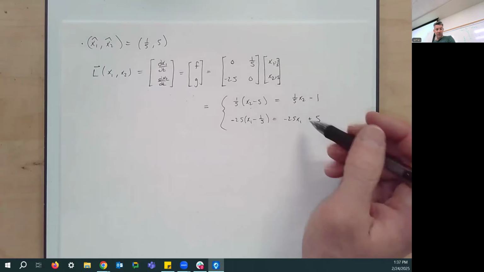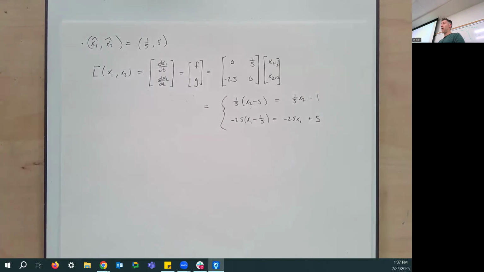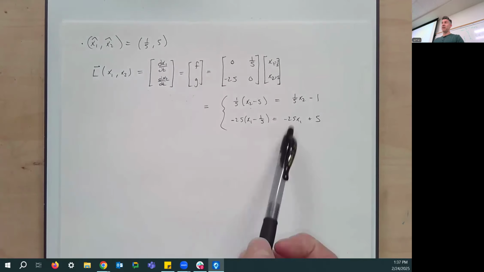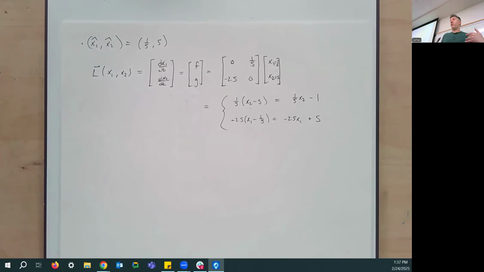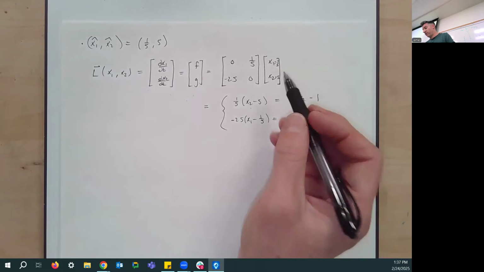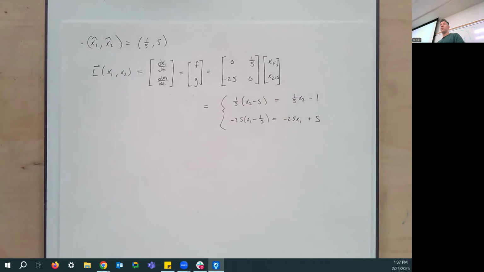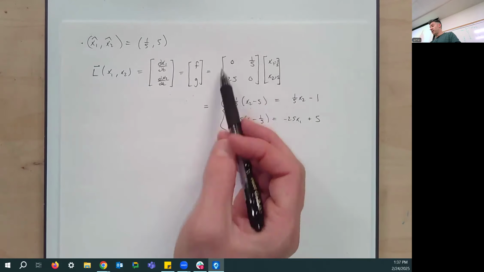I will point out this is a non-homogeneous system of differential equations because I have some constants at the end there. We've talked about that already. We know those constants don't really matter all that much, except that they change what the equilibrium is. We already know what the equilibrium is. We found it. It was 1/5 and 5. We know how to deal with a system like this, right?